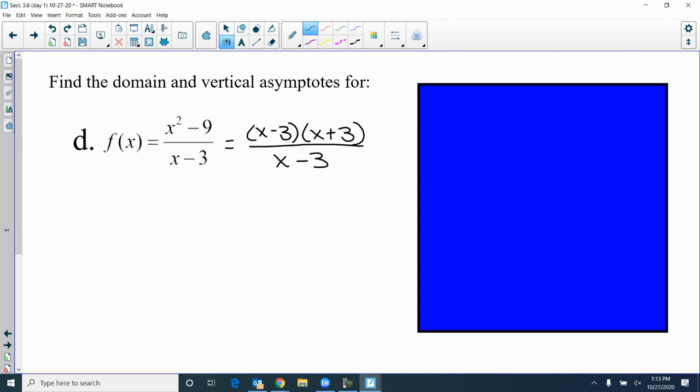Now what happens to the x minus 3s? Those will cancel. So those cancel. And so really what you're left with is f of x equals x plus 3. All right, now graph the original function. Graph the original function. See what that looks like.